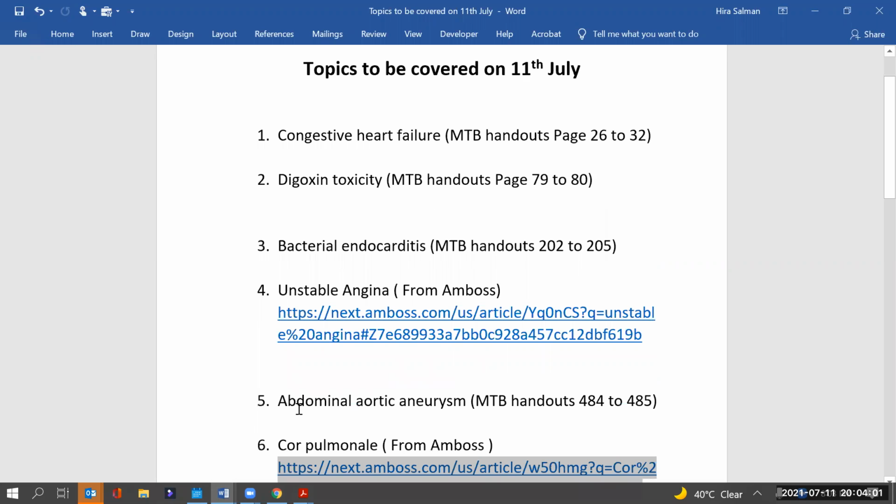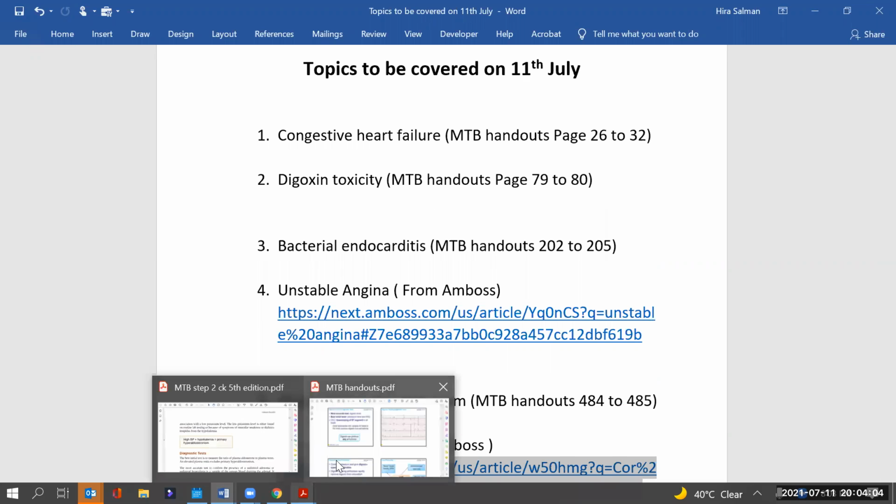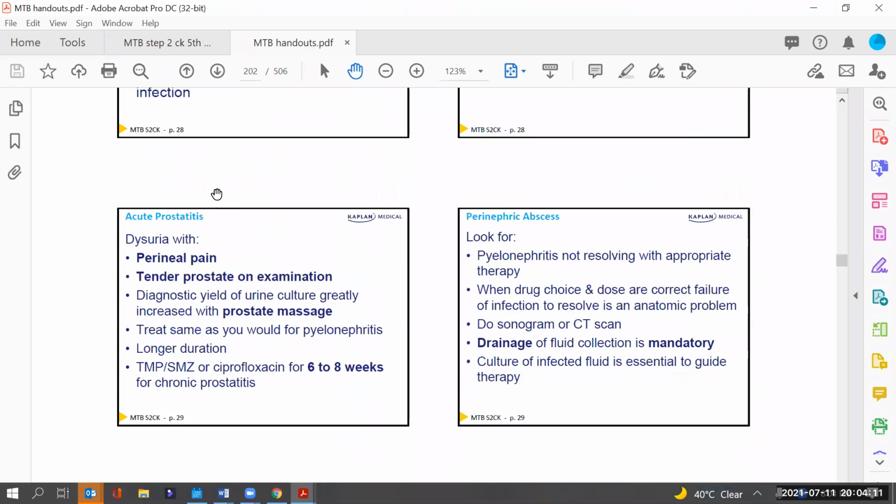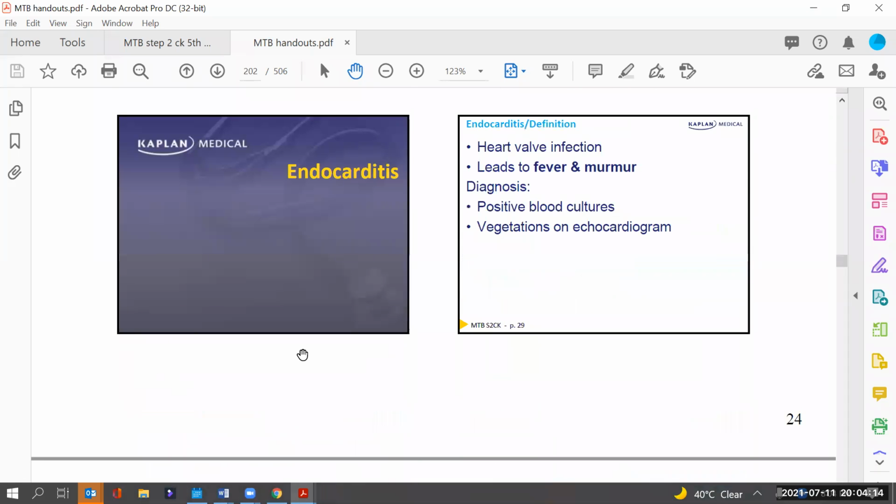Bacterial endocarditis, 202. We'll go to 202. We have this endocarditis. For endocarditis, you are going to get multiple questions. The prophylaxis questions are very common. They will give you a scenario that the patient is going to go for a dental extraction. Are you going to give endocarditis prophylaxis? What should be the dose for this endocarditis prophylaxis, augmentin dose or ampicillin dose? These questions are very, very common.